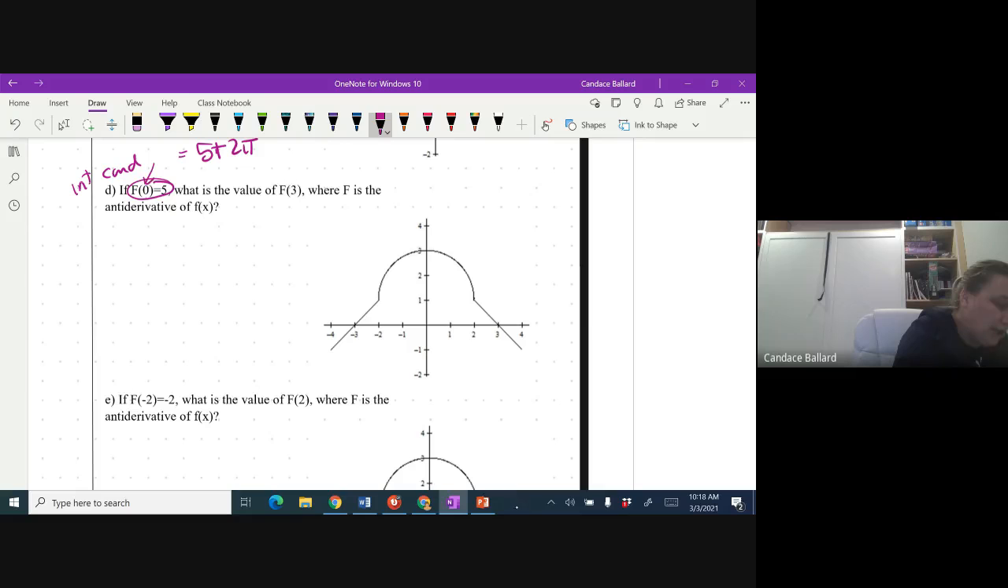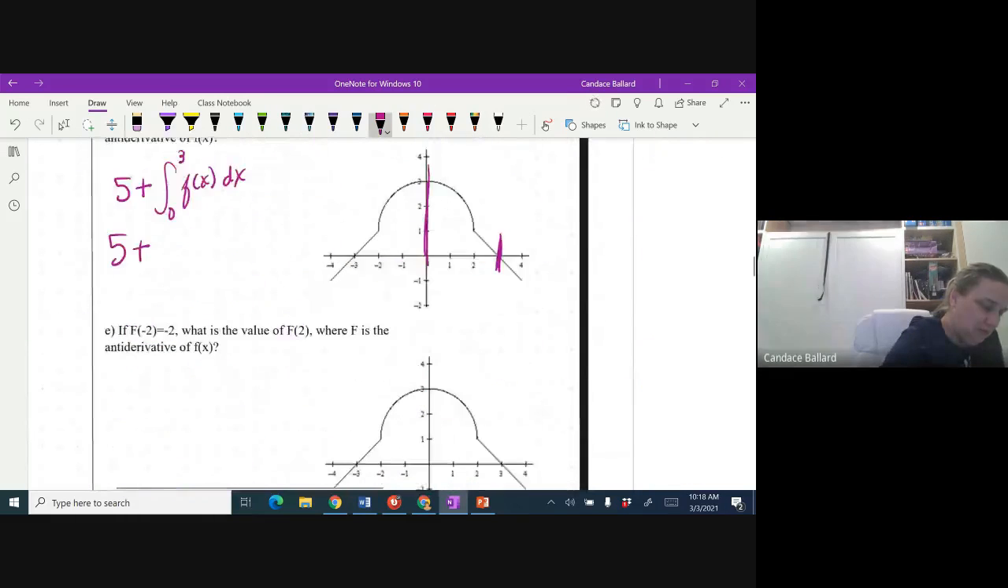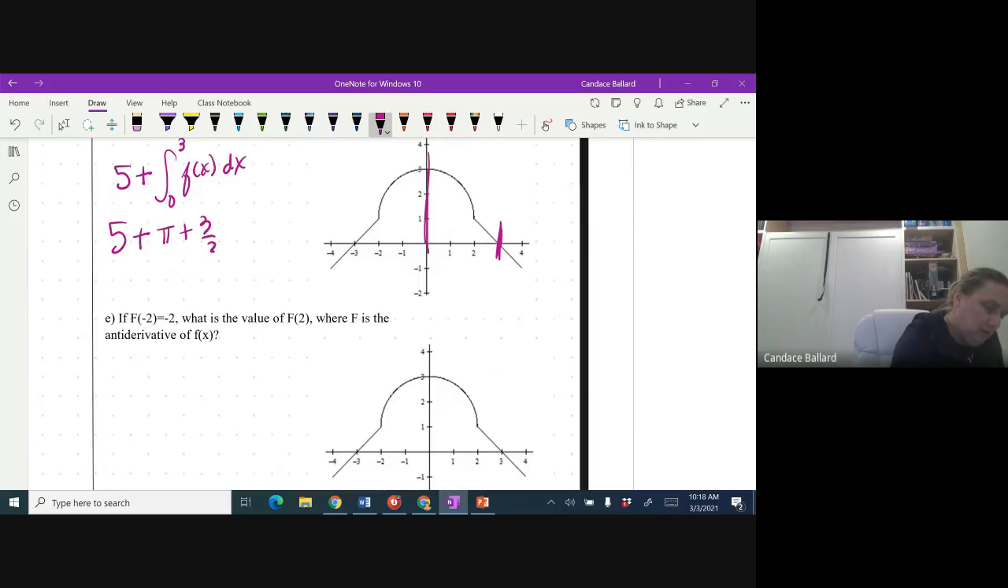It's telling us we're starting at that x value. When we start at that x value, we're starting at 5 already. So we already know we're at 5. And then we're going to add that to the integral from 0 to wherever they want us to stop of f of x dx. Luckily, we already know what the answer is from 0 to 3, don't we? Didn't we find that in part A? So we've got 5 plus whatever we got in part A, which was pi plus 3/2. So I could turn that into 10/2 plus pi plus 3/2, which is the same thing as 13/2 plus pi.